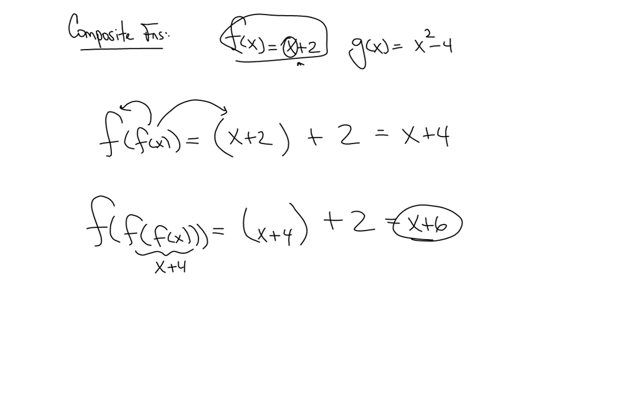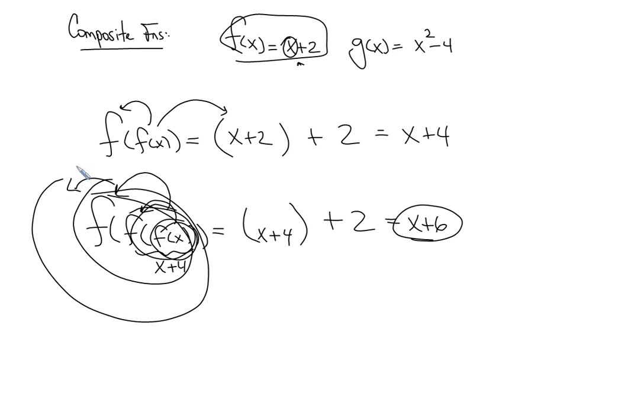Now, this is very important, guys. When you are compositing a function with itself over and over, what you're doing is plugging a number into the function and getting an answer. Then you're taking that answer and plugging it back into the same function to get a new answer. Then you do it again, and you can do that over and over, ad infinitum, right? You guys know what that means? Infinitely, right? Forever.